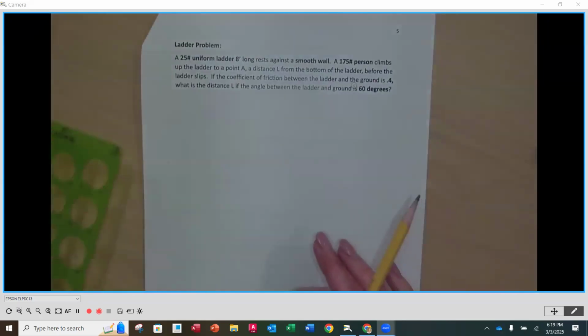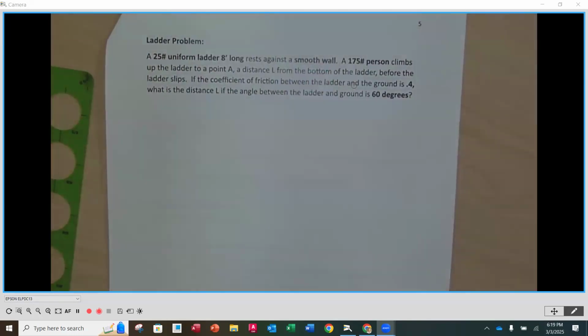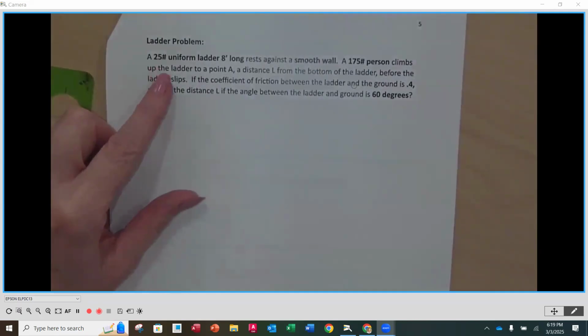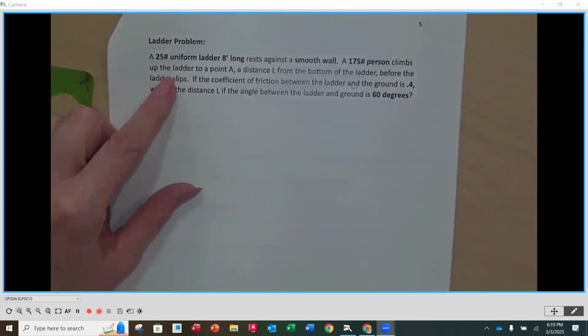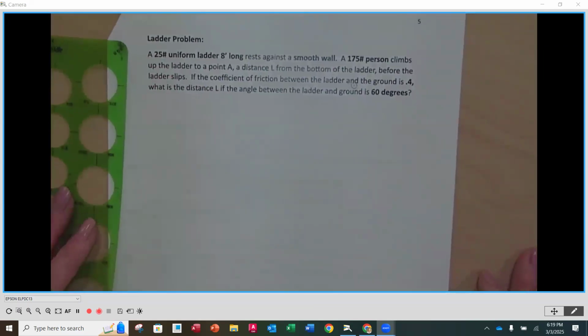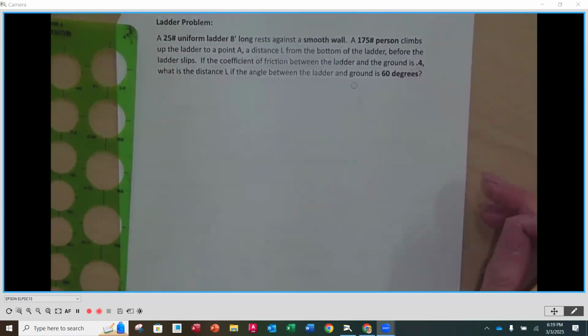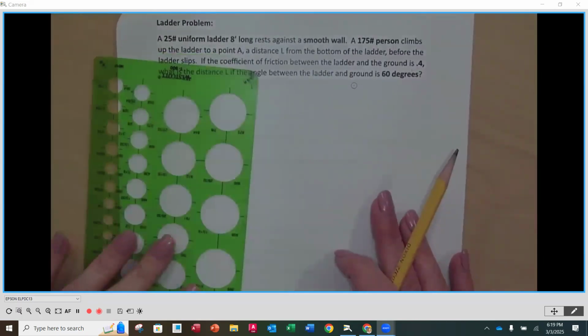Look at a ladder problem, okay? This is, again, kind of a little case study. It's not a problem out of our book, but we have a 25-pound uniform ladder. All that means is if we look at the ladder, we can put the 25 pounds at the geometric center, rather than distributing over its 8-foot length. Rests along a smooth wall. A 175-pound person climbs up the ladder to a point A, at a distance L from the bottom of the ladder before the ladder slips. If the coefficient of friction between the ladder and the ground is 0.4, what is the distance L if the angle between the ladder and the ground is 60 degrees?